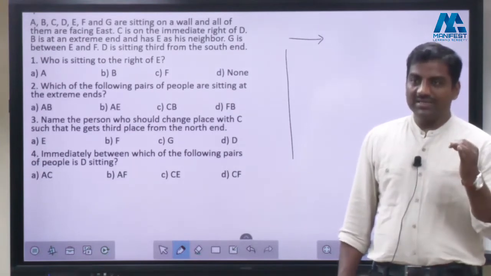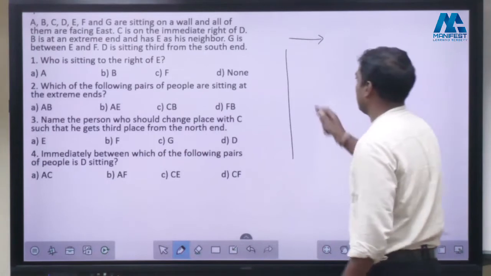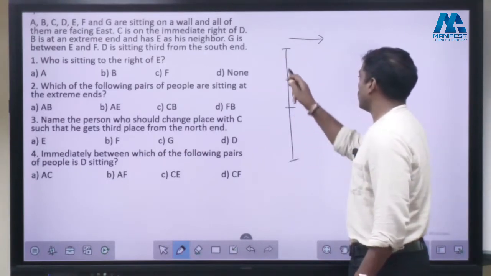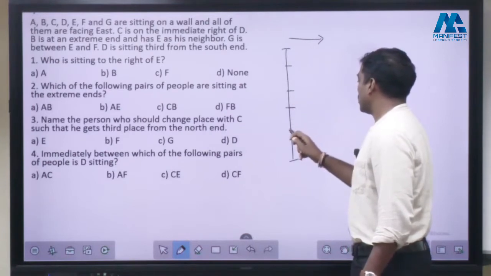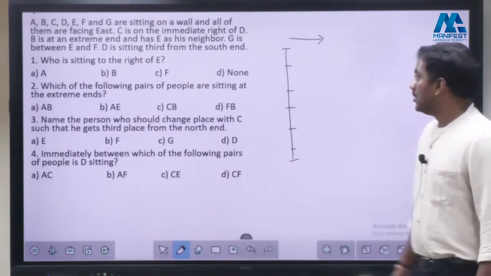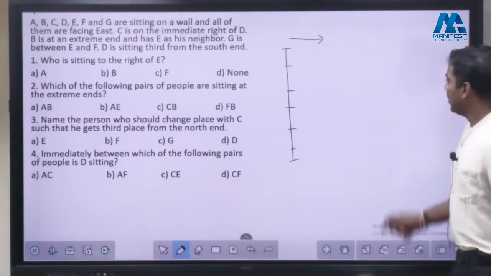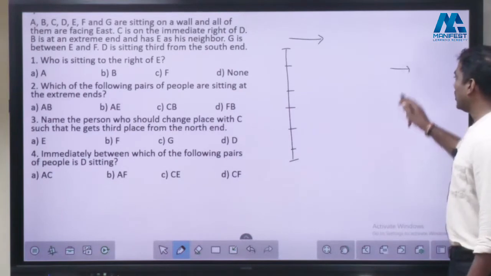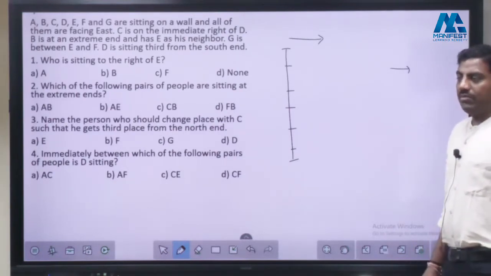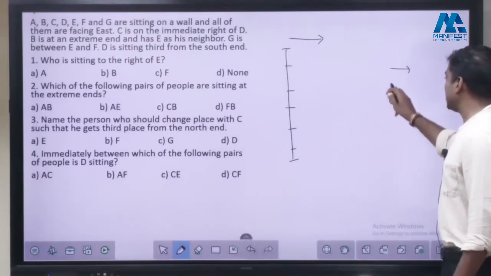Count A, B, C, D, E, F, G. Okay. So how many are there? 7. These are the 7 positions, let's say. Okay. C is on the immediate right of D. How do you draw it? Let's say this is the direction. You draw the direction for C and D also. C is sitting to the immediate right of D. So if I make C sit like this, D will come here.